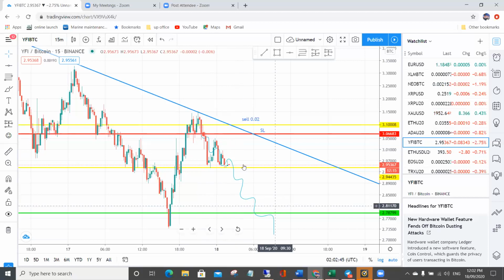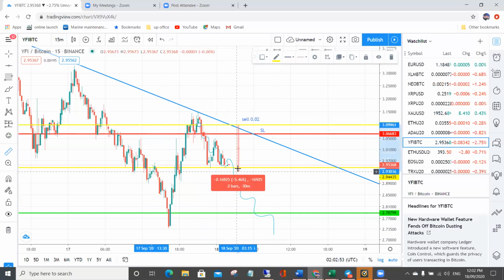This yellow line here, if we want to measure this up, from where I entered the trade until there is a 5% change in the value of the YFI coin.